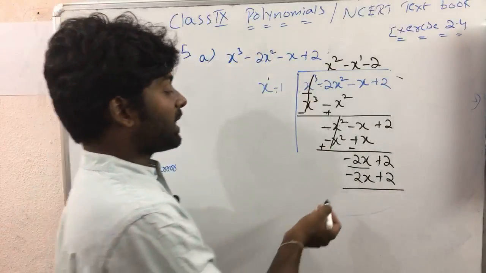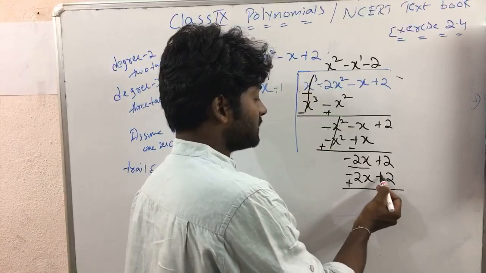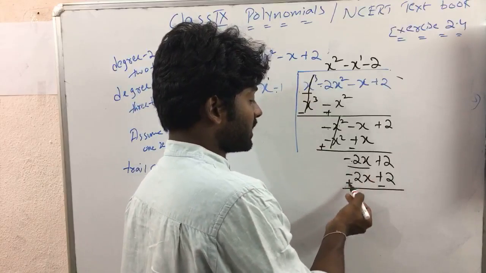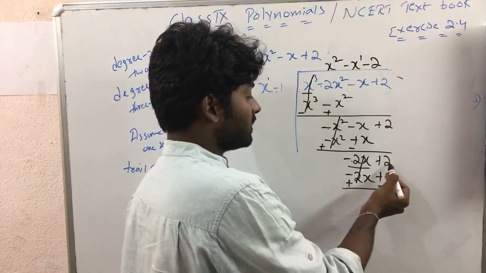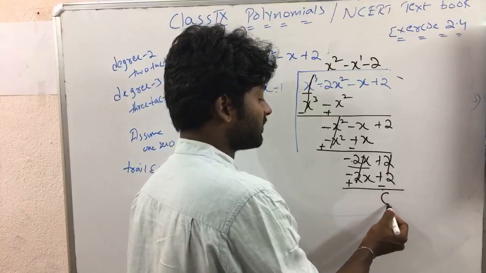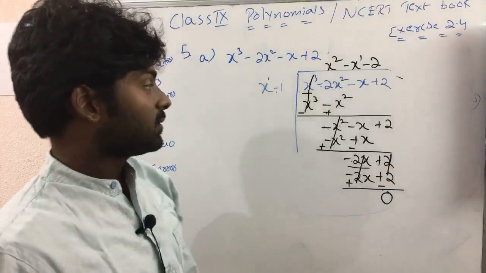Okay. On subtracting, minus becomes plus here, plus becomes minus. Minus 2x plus 2x get cancelled. Plus 2 minus 2 get cancelled. Remainder will be 0. Now observe carefully.